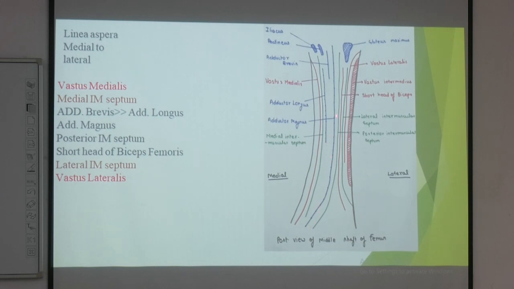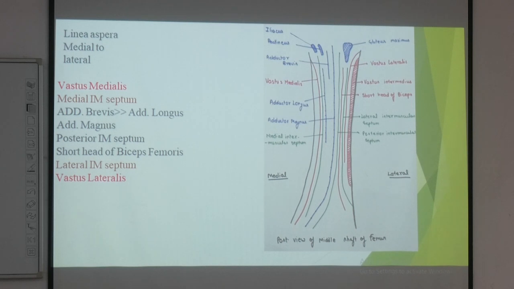This large line is magnus, a large muscle, which is why we call it adductor magnus, on the back side of the leg. Then we have the posterior intermuscular septum, again a green line. After the green line, we have the red line, which is the short head of the biceps. After the short head of the biceps, we have again a green line, the lateral intermuscular septum. And then we have vastus lateralis, the most lateral muscle.